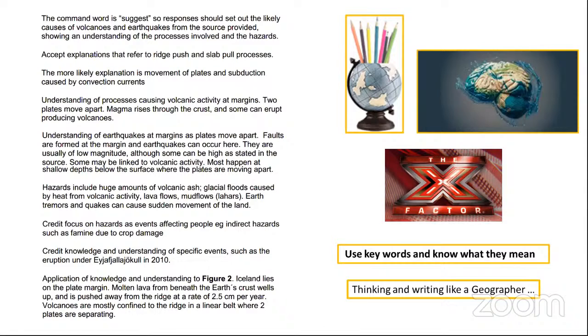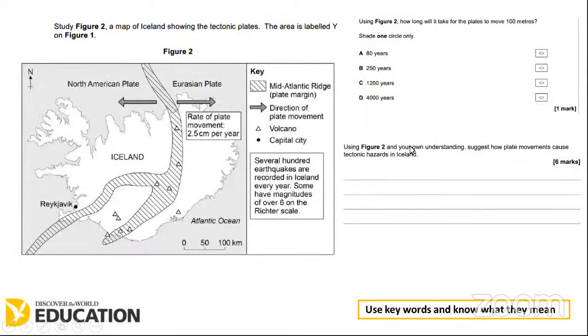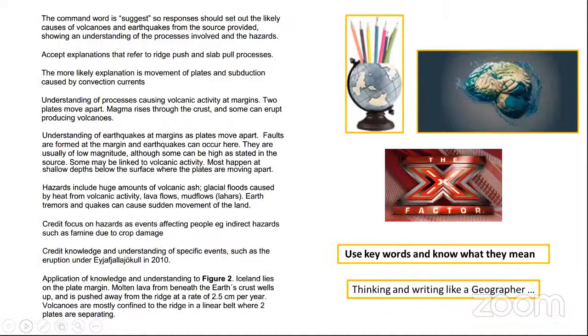So the command word, if you remember from this particular question, was using figure 2 and your own understanding, suggest. That's your command word. So your responses should be set out talking about the likely causes of volcanoes and earthquakes from the source, and show an understanding of the processes. So we want you to talk about push and slab pull processes. We want you to talk about the movement of plates, subduction caused by convection currents.